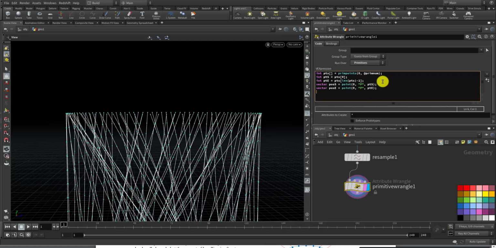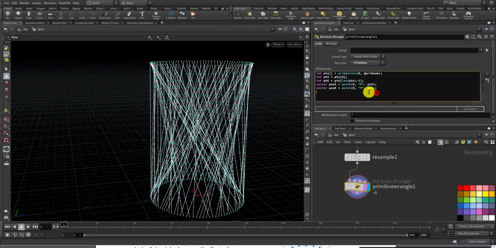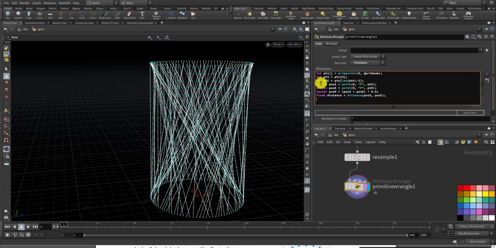Okay, like this. And also let's calculate the middle position of the line, which can be calculated with the first point and the second point and divide it by 2, or multiply by 0.5. Okay, and let's also calculate the distance between the first point and the end point, which I can use the distance function like this. Okay.